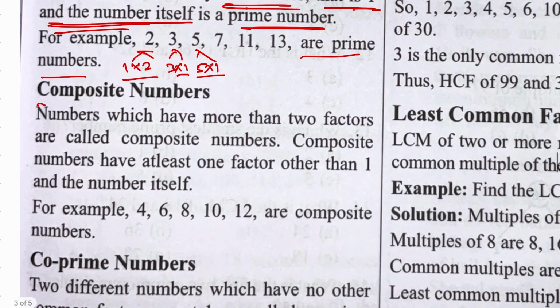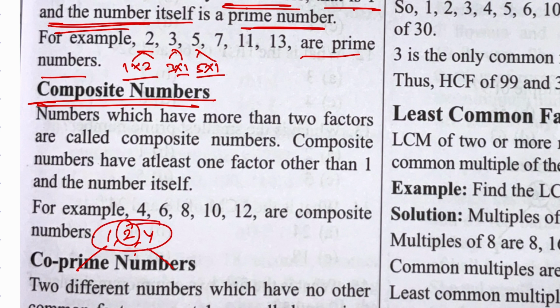Composite number. What is composite? Composite means a number which has at least one factor other than 1 or the number itself. Very good. Now 4. What are the factors of 4? 1 is a factor of 4. 2 is a factor of 4. 4 is a factor of 4. So other than these two, there is one more factor. That means it has at least 3 factors. So it is a composite number, not a prime number.